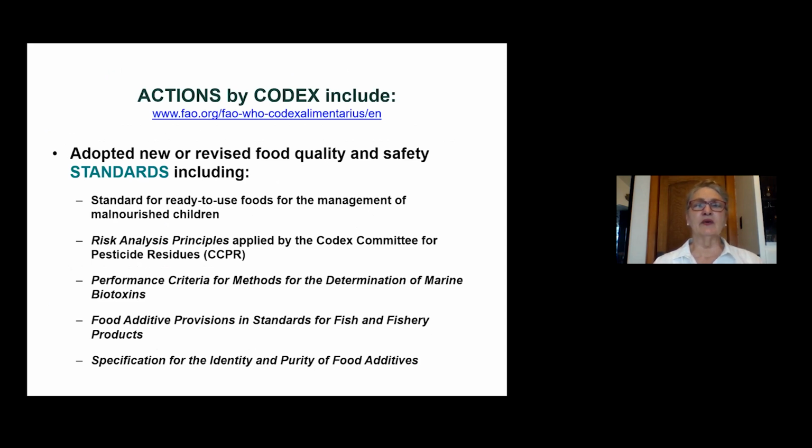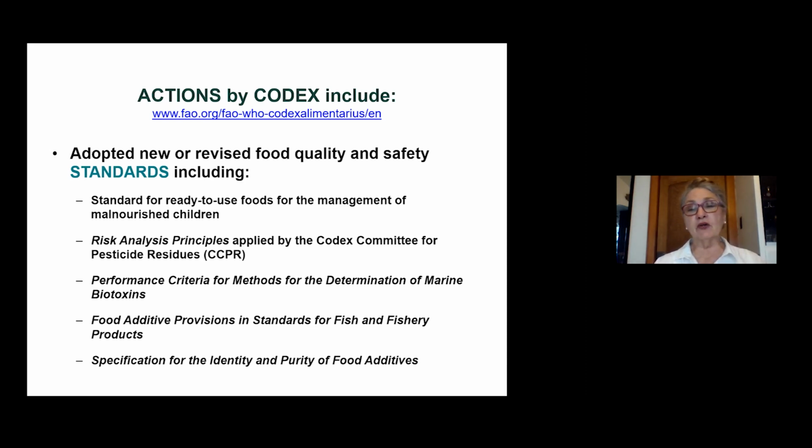So the actions by the Codex are looking to adopt new or revised food quality and safety standards. Now, these are the standards that are for ready-to-use foods for the management of malnourished children. This is something they're really focusing on this year because there are many children in this world that are malnourished. And we have to find a way to find foods that can be utilized by them to increase their health and for trade. The risk analysis principles, especially for pesticide residues, is being looked at, as well as performance criteria for the methods of determining marine biotoxins.